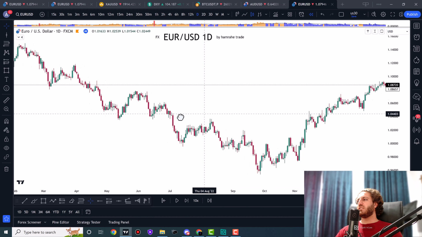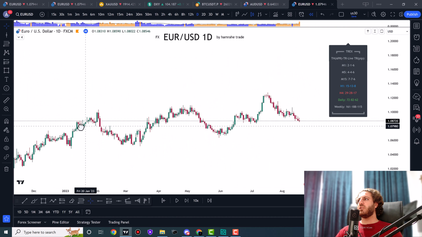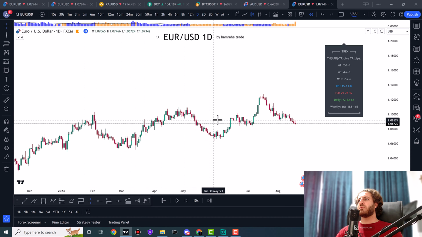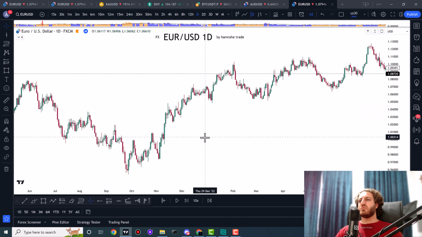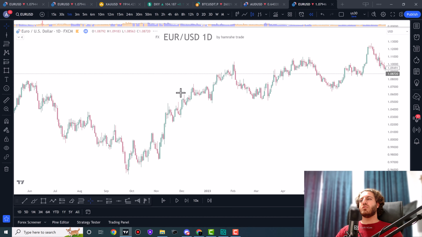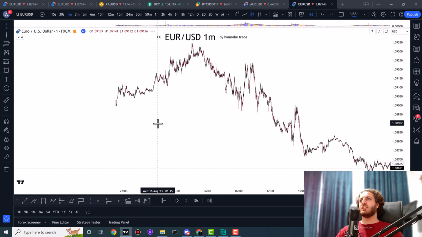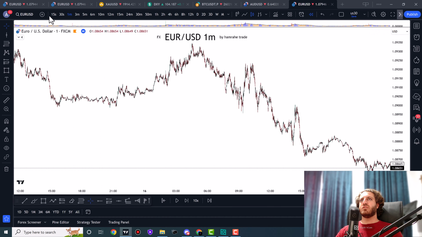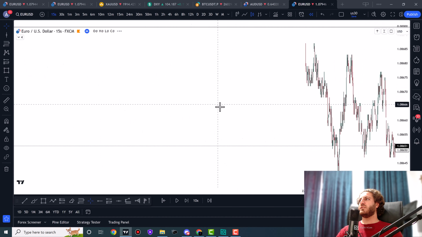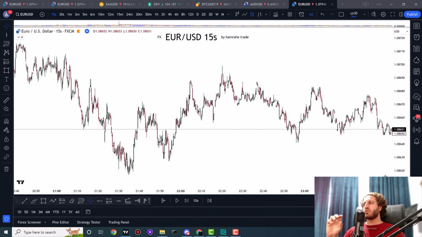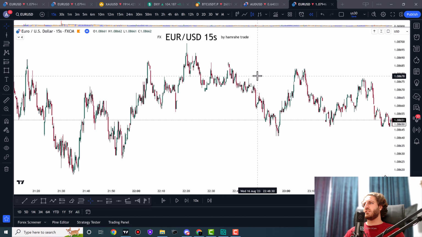For example, it is a daily chart and it's very beautiful. Many of those support and resistances get respected and rejected. But when I go, for example, to the 1 minute time frame, you can see that it's much messier and much harder to read. If I go to 15 seconds, you can't even read these kinds of charts. So you should choose a time frame that suits you and your characteristics.